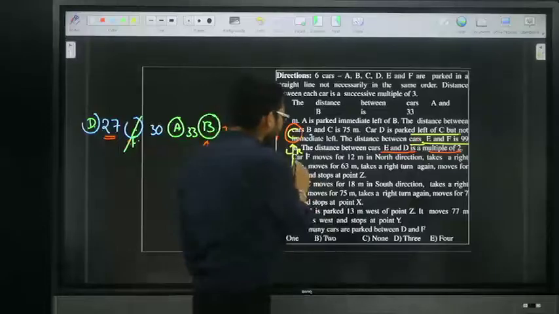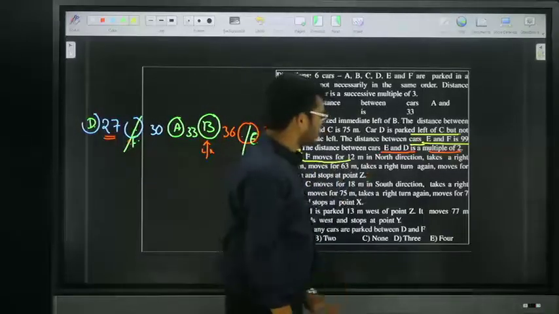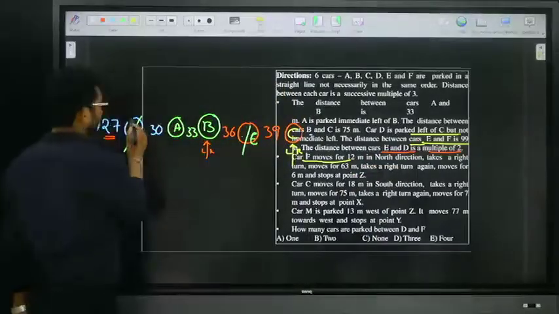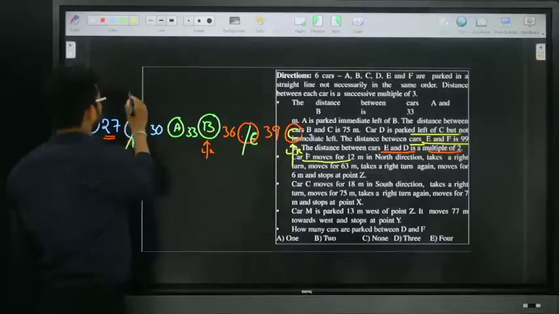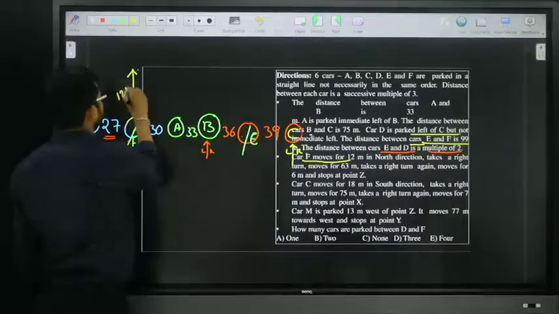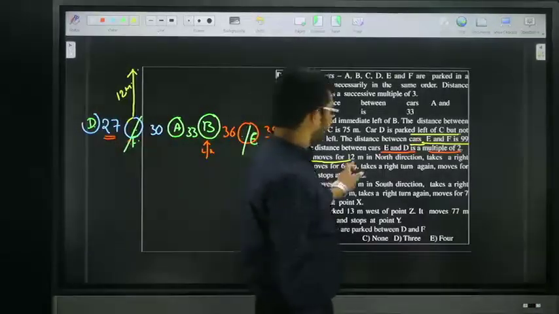Now once the arrangement is complete, next is the dimension. See here, now every car is moving. Car F moves for 12 meters in north direction. Friends, take care. Car F moves for 12 meters in north direction.